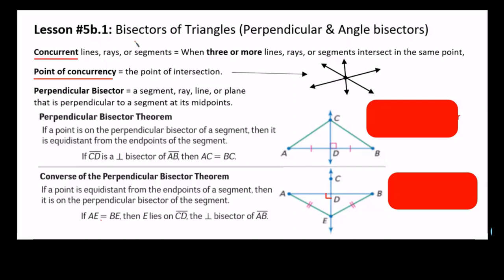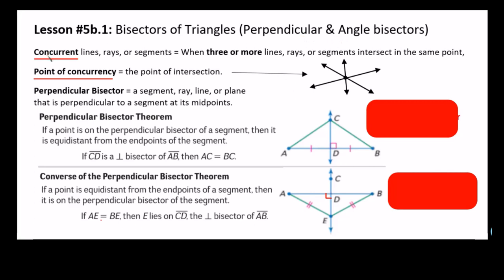Hello and welcome. Today's lesson is going to be about bisectors of triangles. There are two types of bisectors, the perpendicular bisectors and the angle bisectors. And these are going to be our objectives today, to learn about both of them.